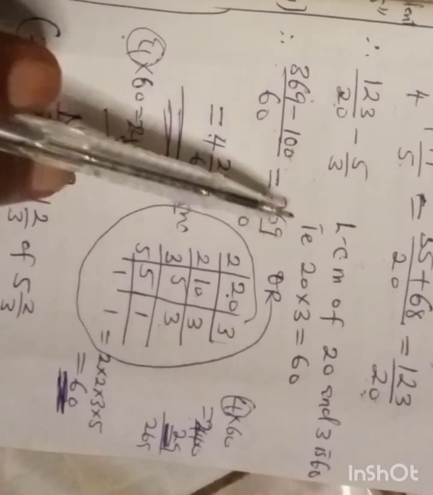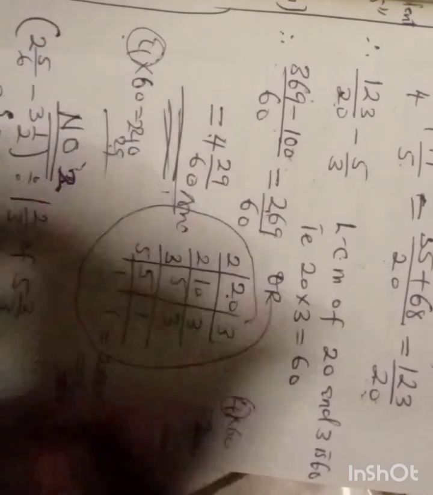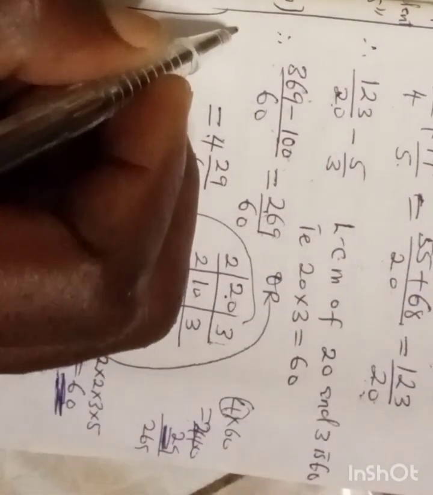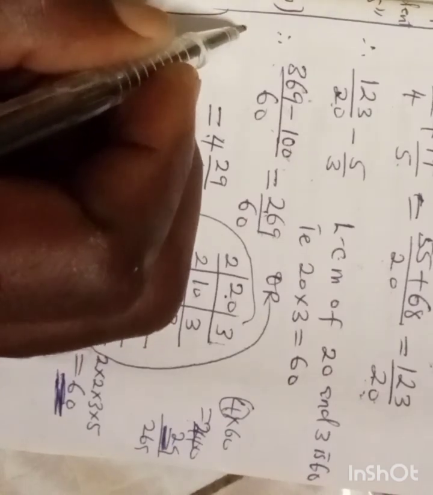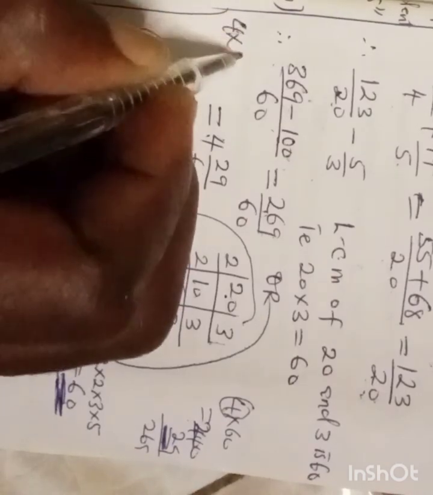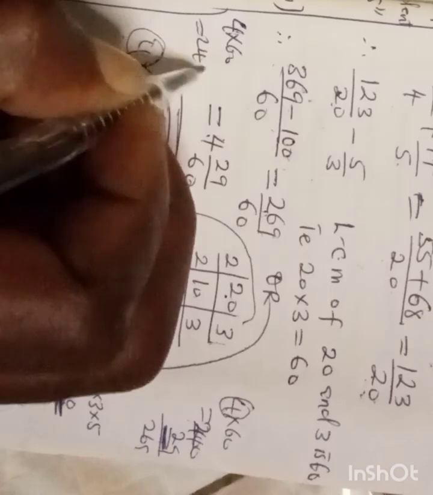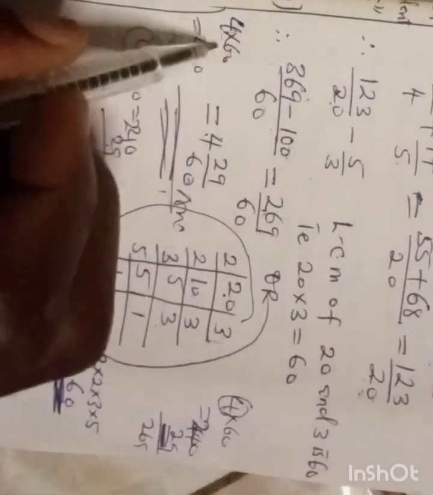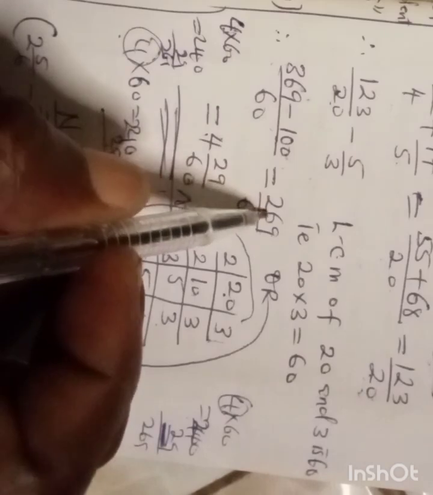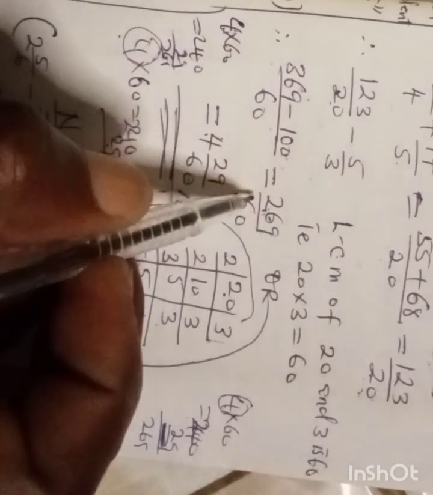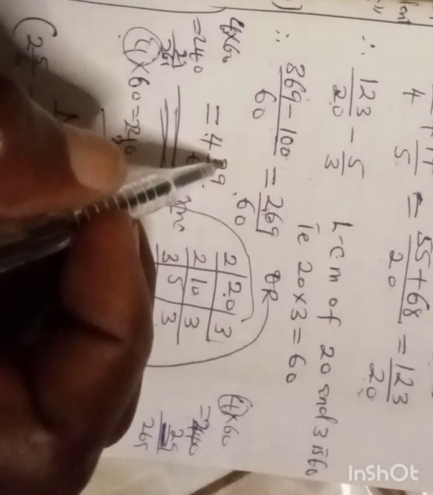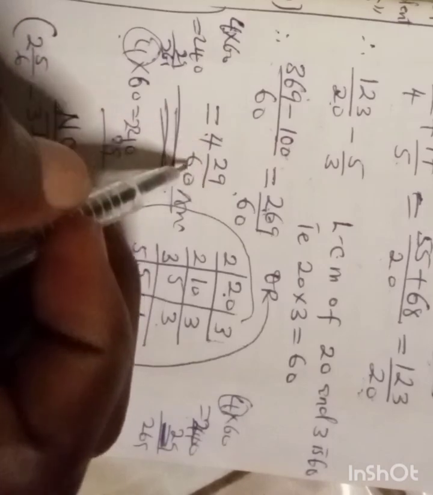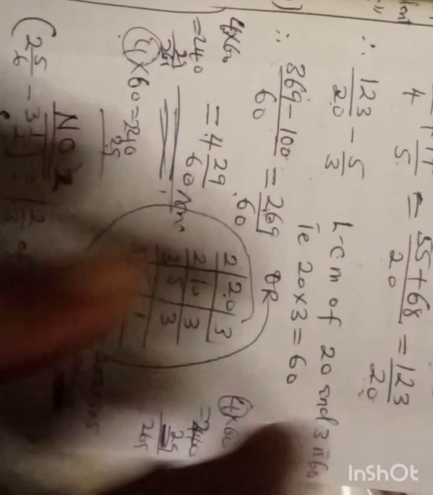So how many times can 60 divide 269? It gives us 4. That means 4 times 60 gives us 240, and 240 plus 29 gives us 269. So when 60 goes into 269, it gives us 4, and the remainder is 29. So the answer to that question is 4 and 29 over 60.